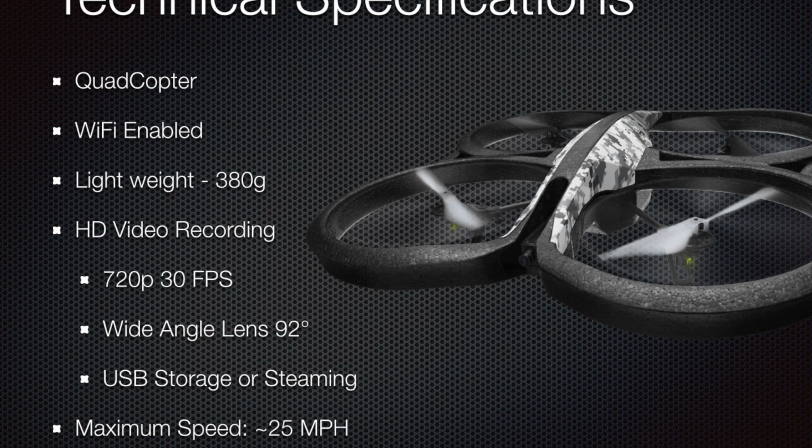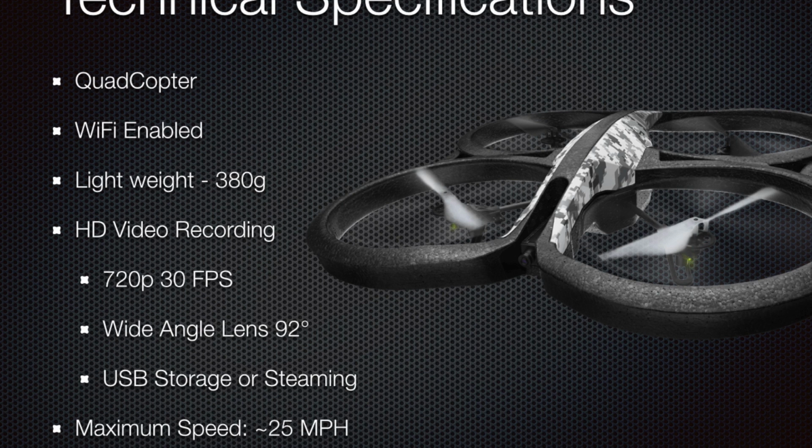The technical specifications for the AR 2: it is a quadcopter. It is Wi-Fi enabled, so you get a Wi-Fi hotspot inside the drone itself, which is what you connect the iPad to. It's fairly lightweight, about 3/4 of a pound. It does have HD recording for videos at the front. You can see the camera poking out at the front. It records 720p at 30 frames a second.